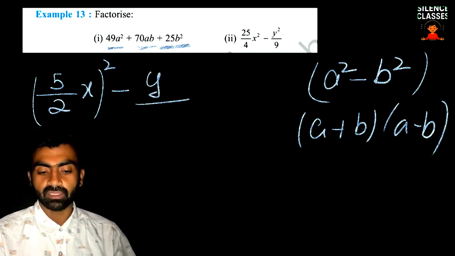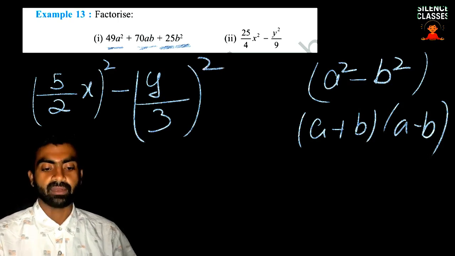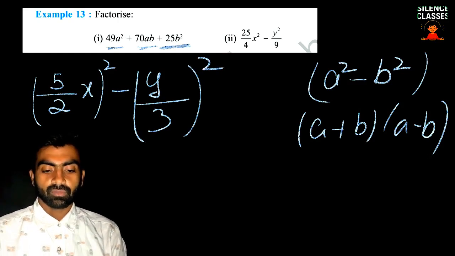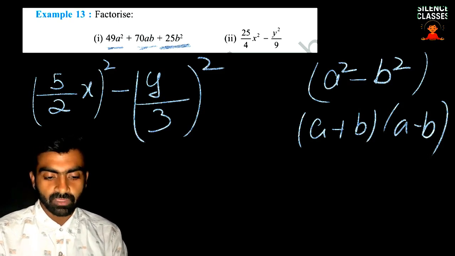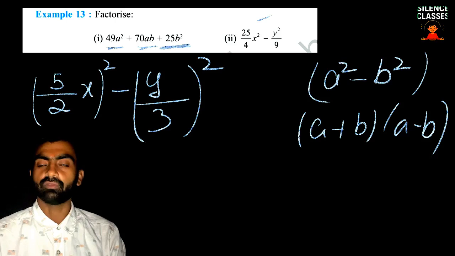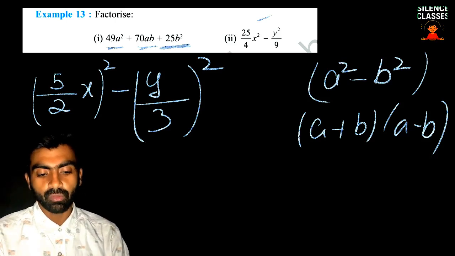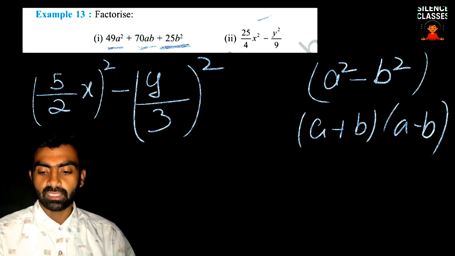3 multiplied by 3 means 3 whole square. Once we open the bracket, y square will become y square and 3 square will become 9. So if I open it, we will get this particular value only. So it is in the form of a square minus b square. So (a plus b)(a minus b).